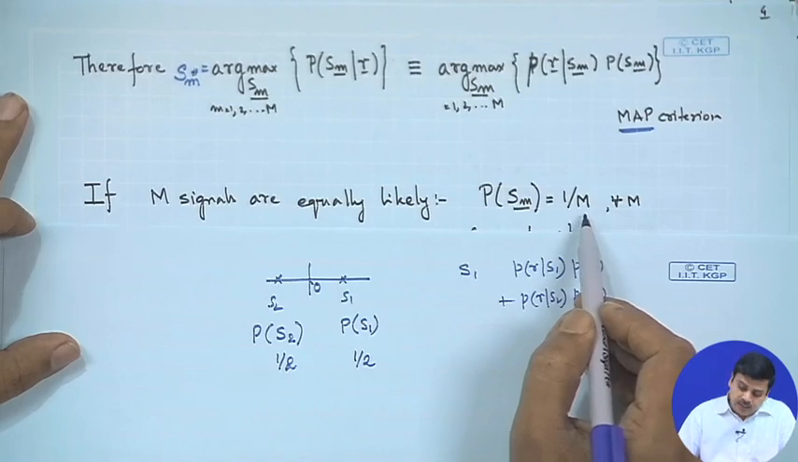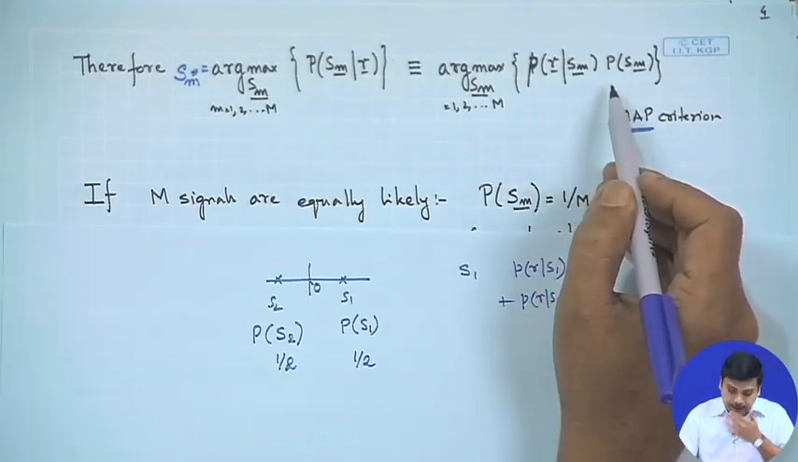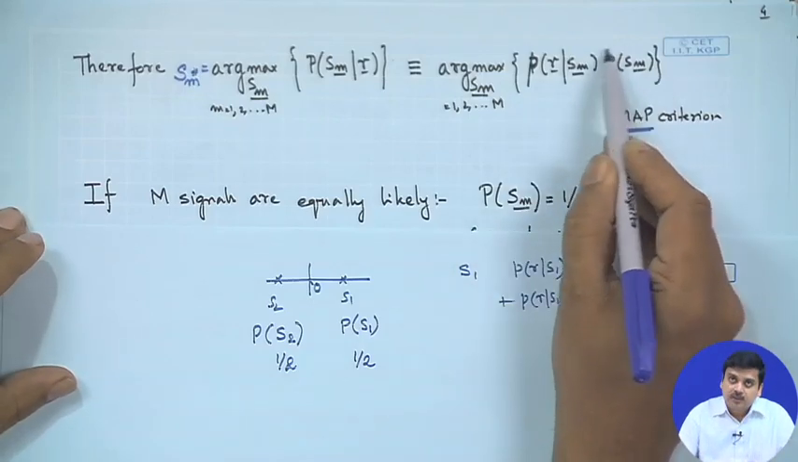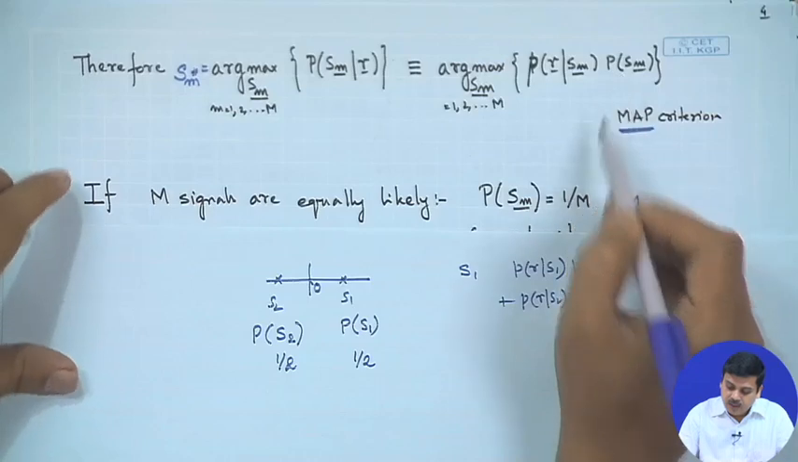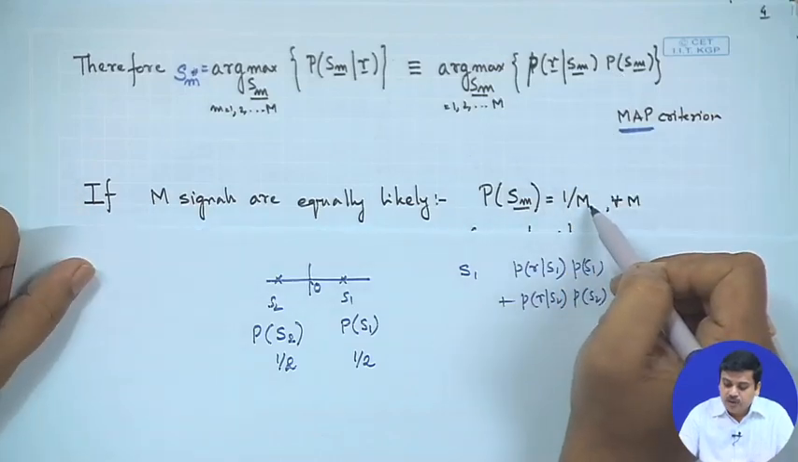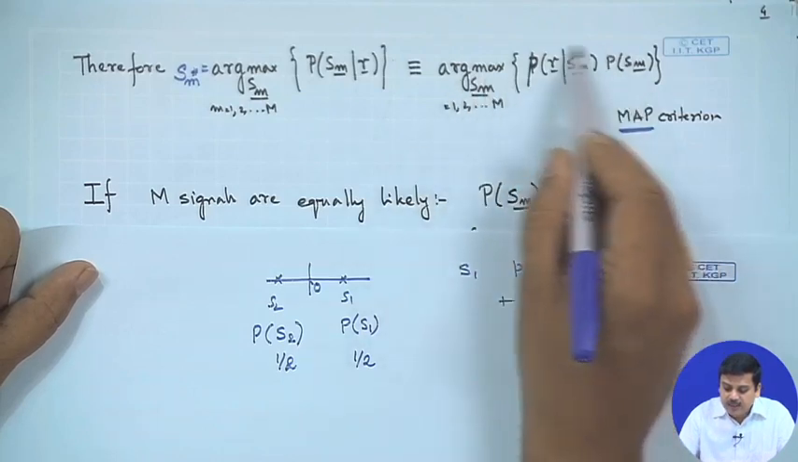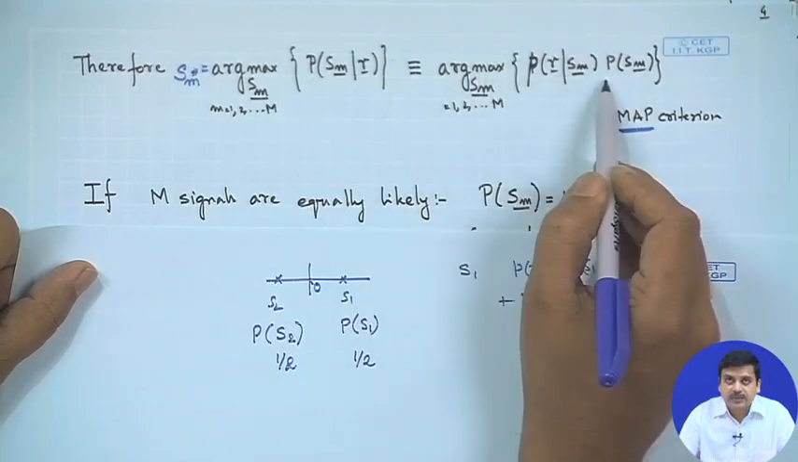And then again you take a look at this particular expression. What you will find is that this portion of the expansion is equal to 1 upon m, which is not dependent on small m. That means it is not dependent on Sm. So, you have to maximize this, and choose the argument which maximizes this.